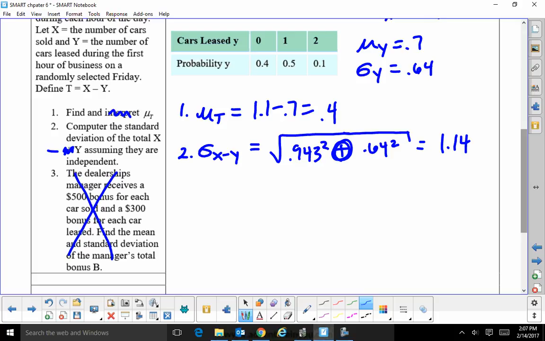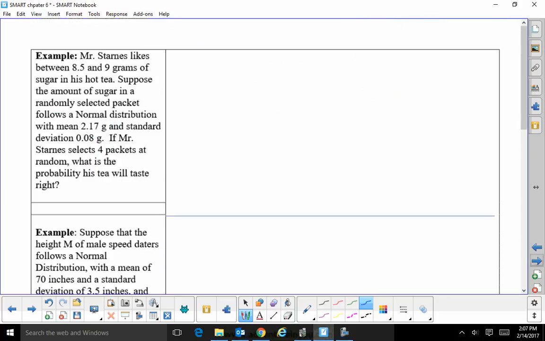Okay, so let's look at Mr. Starnes. This is fun now. Mr. Starnes likes between 8.5 and 9 grams of sugar in his hot tea. He's very particular. Suppose the amount of sugar in a randomly selected packet follows the normal distribution. Oh, what word did they just throw out there at me? Normal. Okay, I'm hearing a normal distribution.